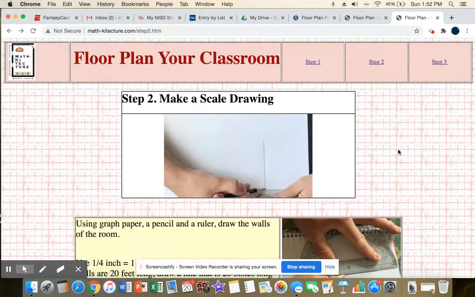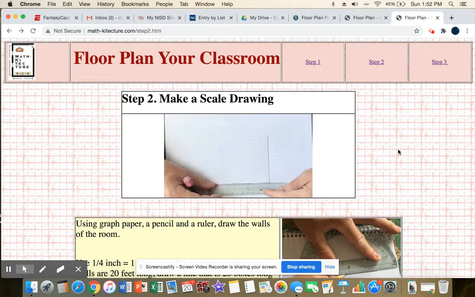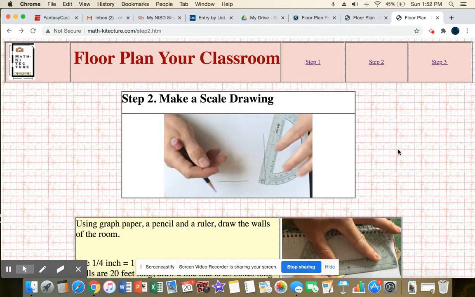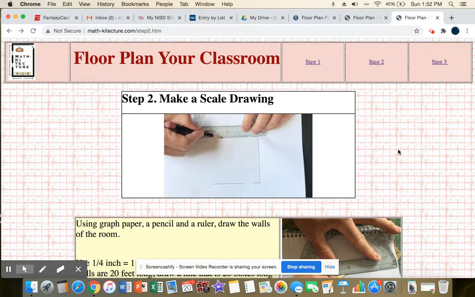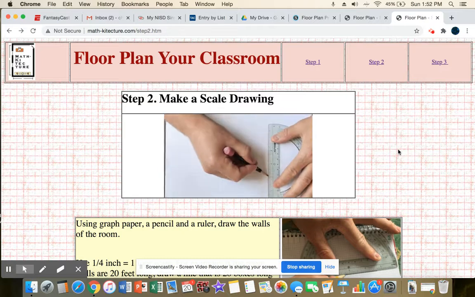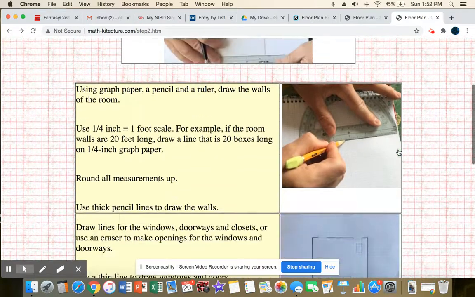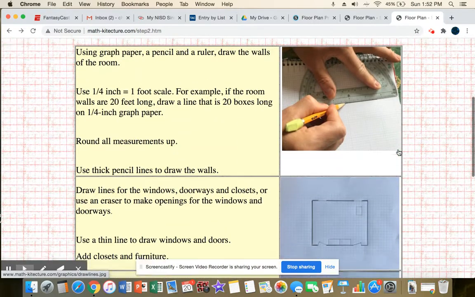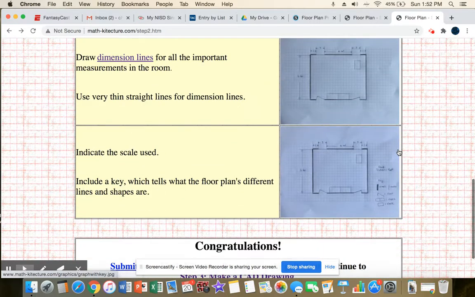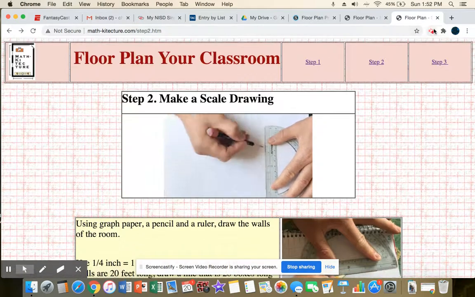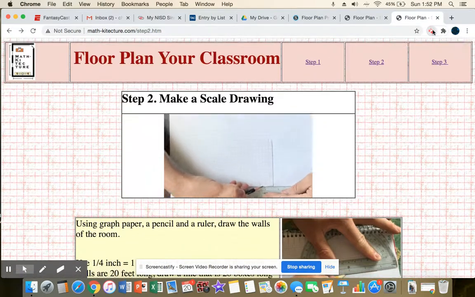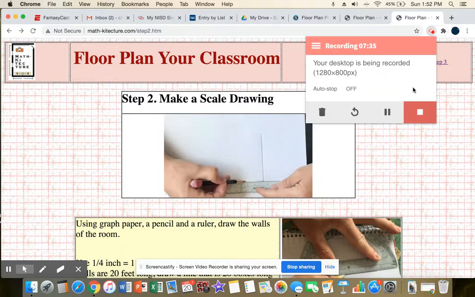Okay, I do want to mention step 2 will be turned in on Wednesday, and you will have a short quiz on Wednesday as well over some of the terms we have learned throughout this project. Okay, so be ready for that. And then step 3 of the project starts on Thursday.